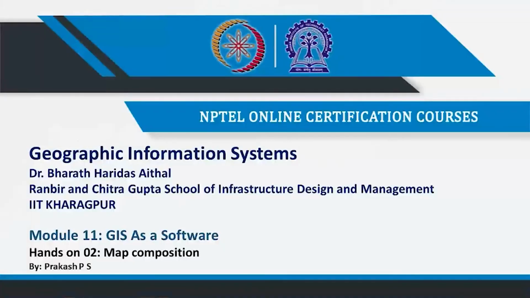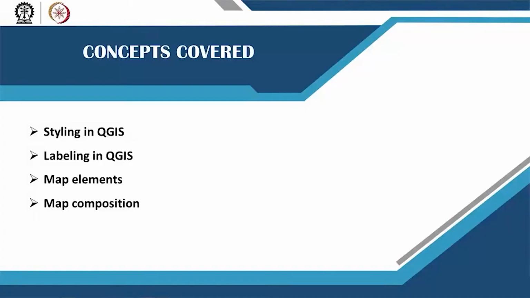Welcome back to the course on Geographic Information System. This is module 11, GIS as a software, and in this hands-on session we are going to look at map composition. So basically in this session we are going to look at composing maps in QGIS, styling it, labeling it, adding map elements to the map composition page, and finally composing the map and exporting it to image or PDF format.